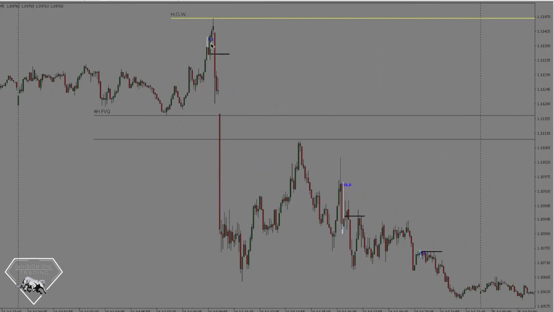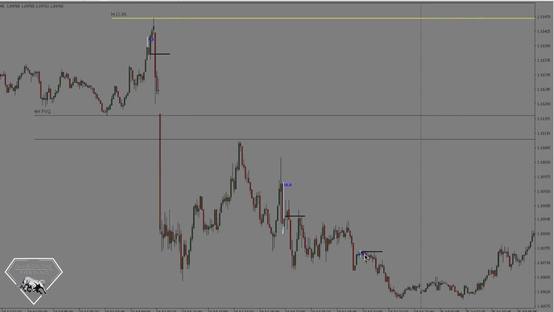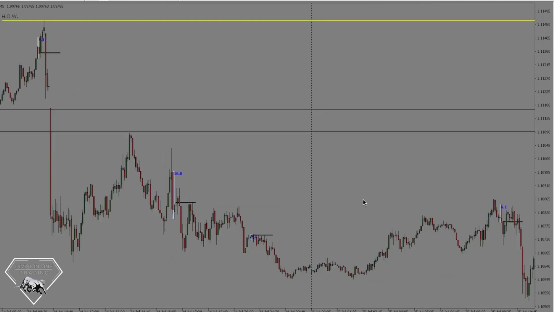This, if we're just talking about silver bullet, would have been a losing pattern. Now, this one here, I would not blame you if you tried to go long on it. Why? Because there's a 4-hour fair value gap here. But it ended up closing lower, so we would short that one. You see it went short off the open. And then this one too. So now we have a 4-hour fair value gap there.